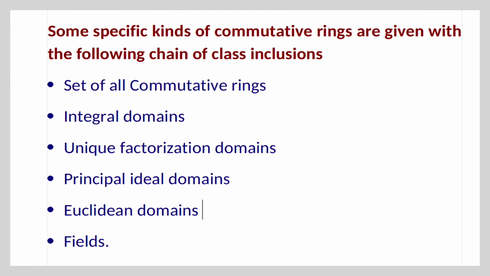Some specific kinds of commutative rings are given with the following chain of class inclusions. The set of all commutative rings is a superset of the set of all integral domains, which is a superset of the set of all unique factorization domains, which is a superset of the set of all principal ideal domains, which is a superset of the set of all Euclidean domains, which is also a superset of all fields.